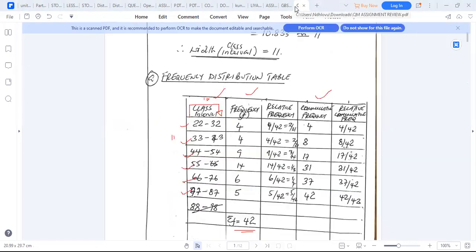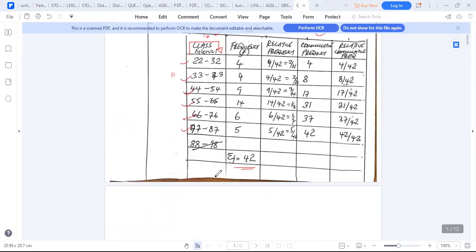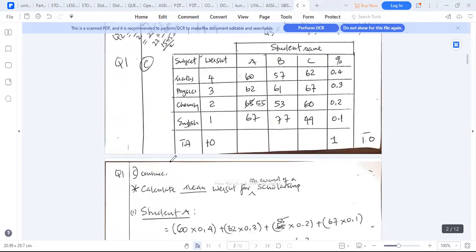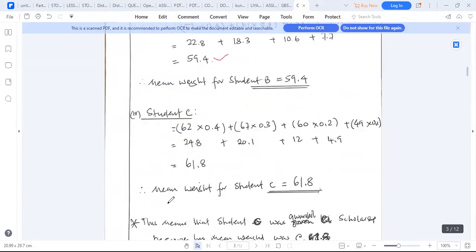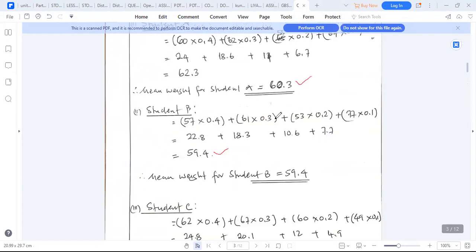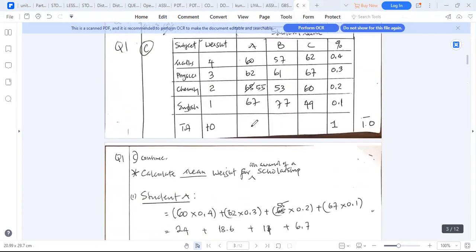So you do the same for the others. So student A is going to get 60.3. Student B is going to get 59.4. And student C is going to get 61.6. So this is after finding the proportions of each.